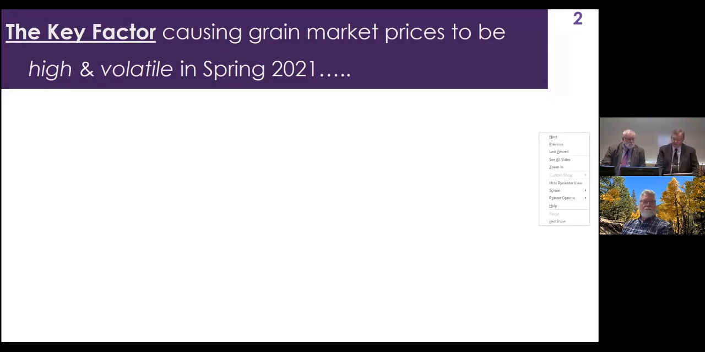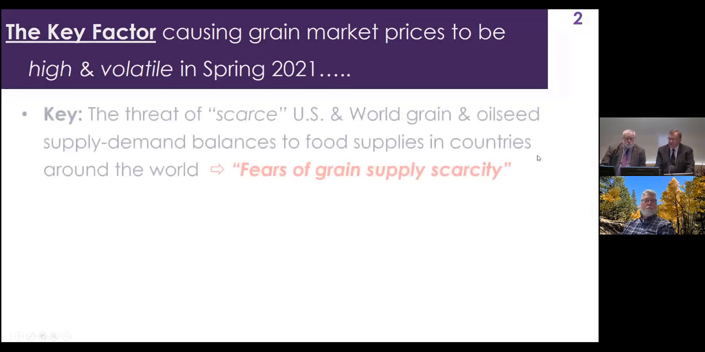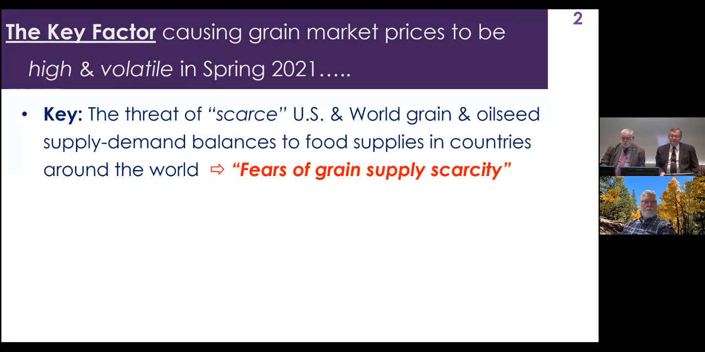So I wanted to give an overview and try to describe why we are seeing this volatility. Well, a key factor causing grain market prices to be high and volatile is scarcity, and not just a little bit of scarcity. It's the threat of scarce U.S. and world grain and oilseed supply demand balances to food supplies. So the scarcity of grains and oilseeds as they're used to produce food across the world in various countries, and basically buyers are fearful of getting caught short.